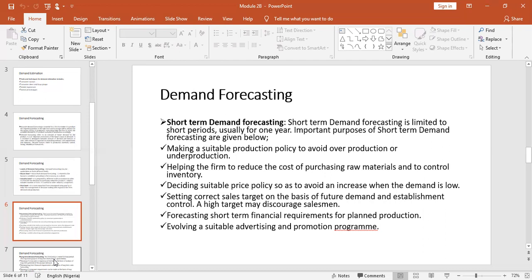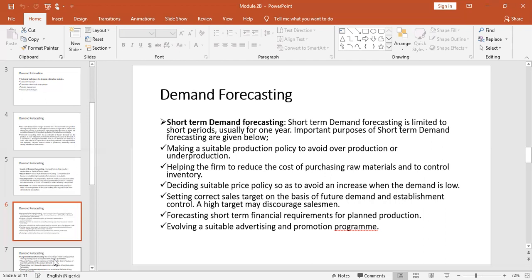It allows the company to know when to produce more or when to produce less, so that it isn't left with unsold stock, or with high demand and unmet demand. Helping the firm to reduce the cost of purchasing raw materials and to control inventory. Now, looking at the future of your production and your demand, you can control your production and your inventory. Because when you buy raw materials, you are tying down your money. So you buy raw material that would keep you going for 1 month, or for 3 months, rather than buying so much stock, or producing what you cannot sell and then you have to keep in the warehouse and things like that.